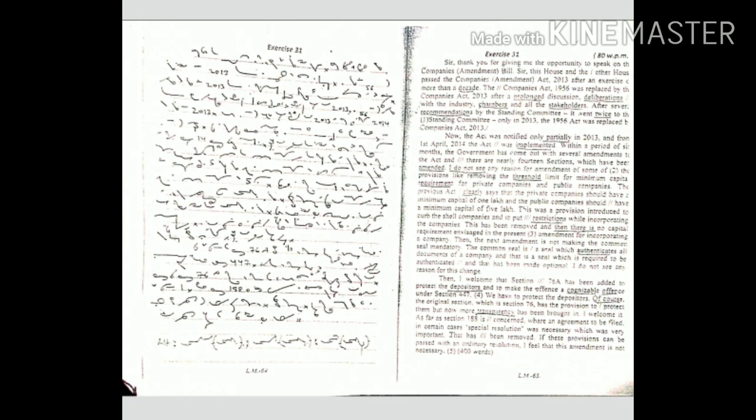Within a period of 6 months, the government has come out with several amendments to the Act and there are nearly 14 sections which have been amended. I do not see any reason for amendment of some of the provisions, like removing the threshold limit for minimum capital requirement for private companies and public companies.